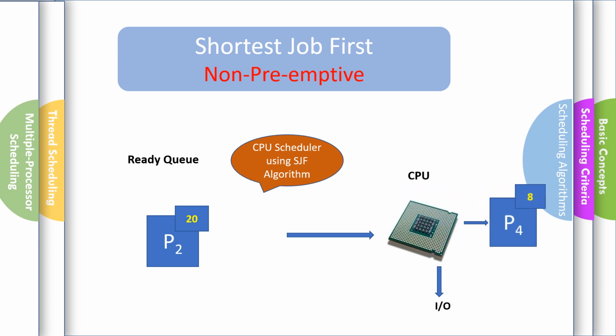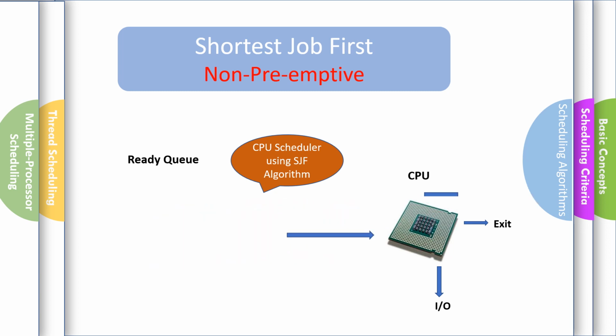When this exits or goes into an IO, that is when P2 is given to the CPU for execution. This is how shortest job first gets executed. Even though the ready queue had a smaller CPU burst process waiting, it did not disturb the running process.